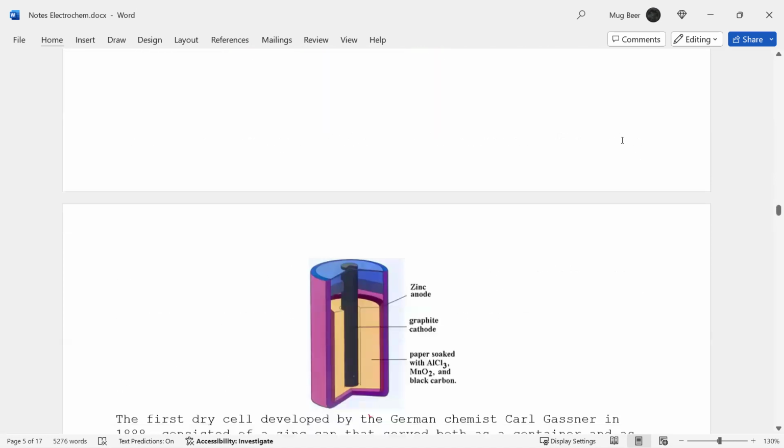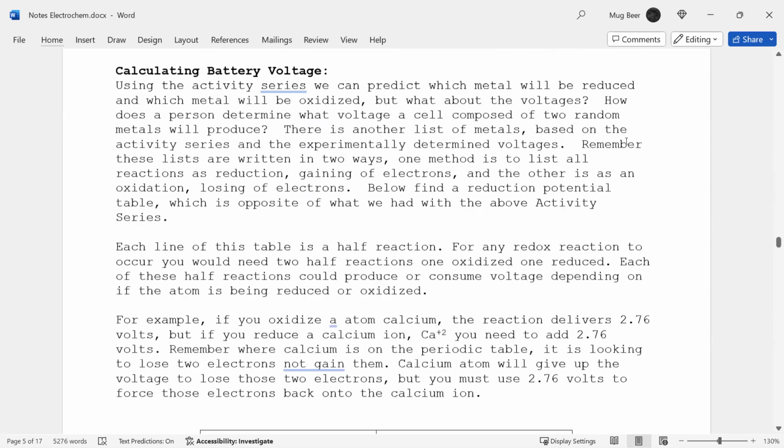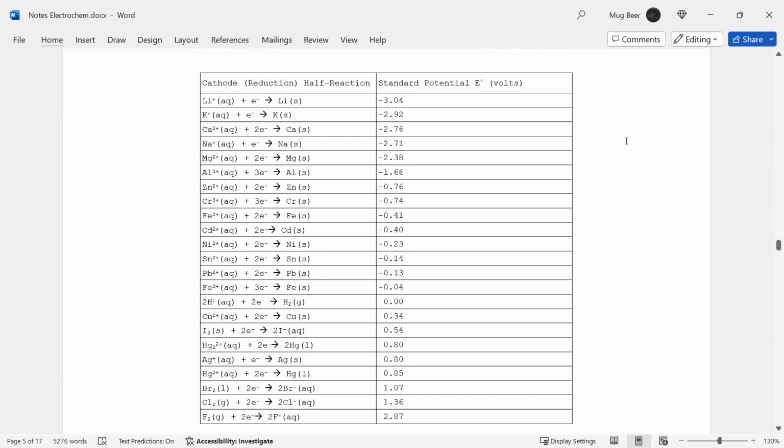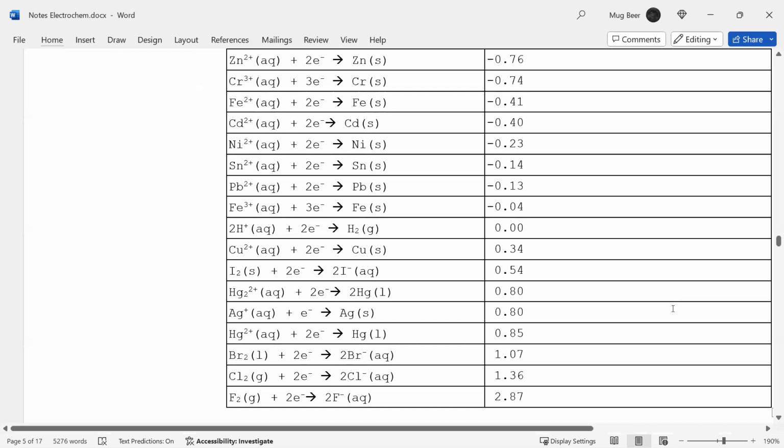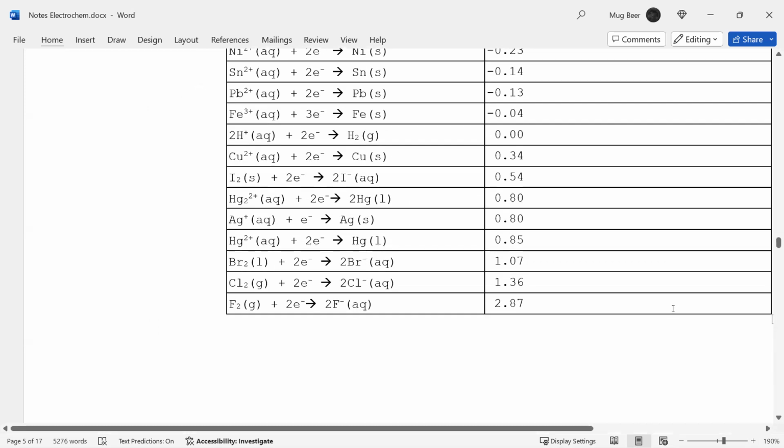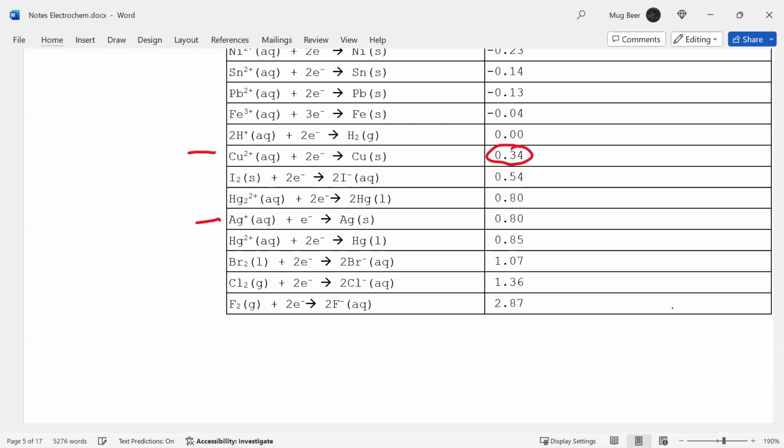We'll come back to this. Sorry, we're going to go to here. So this is an activity series with voltages. So it's like the first one, but it's got more information. So we're going to find our silver. Here's our silver. And then here's our copper.